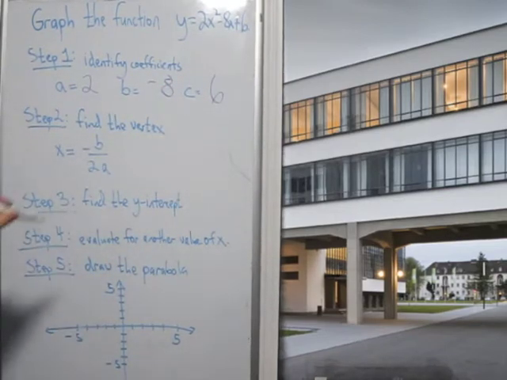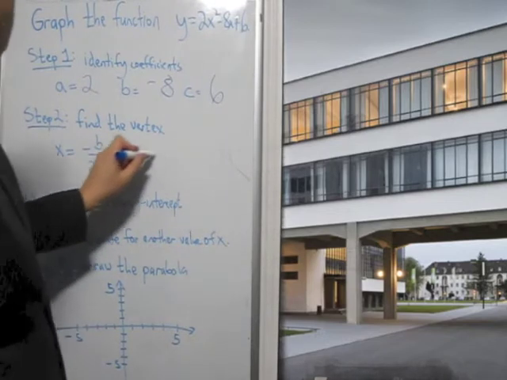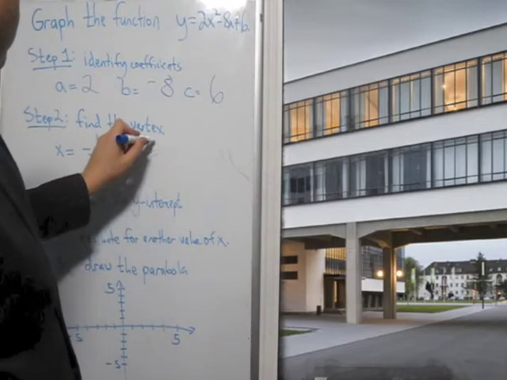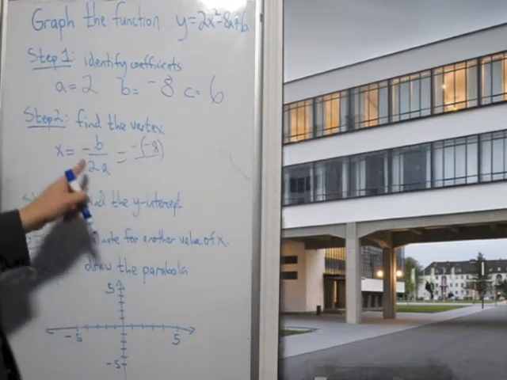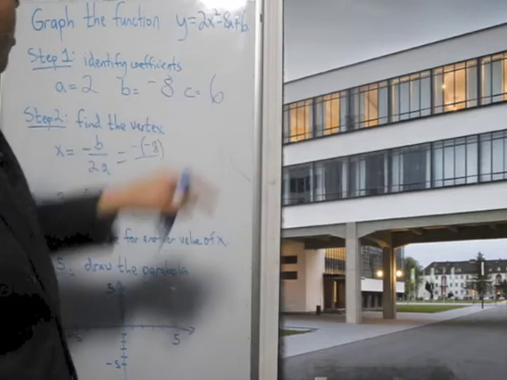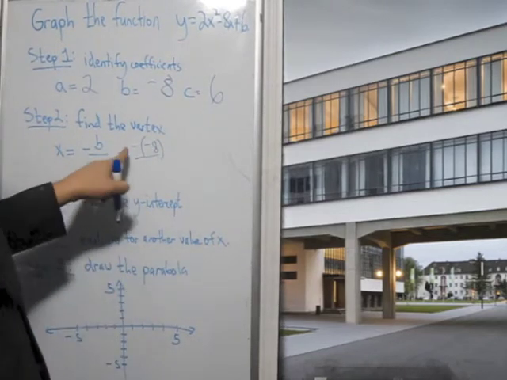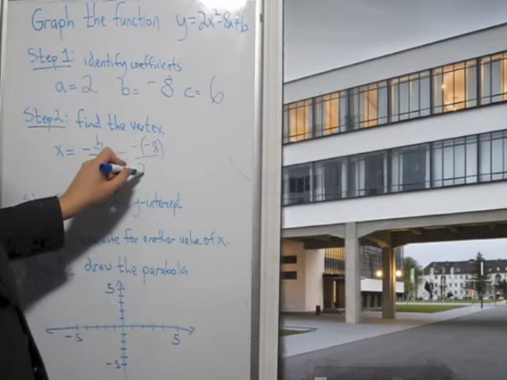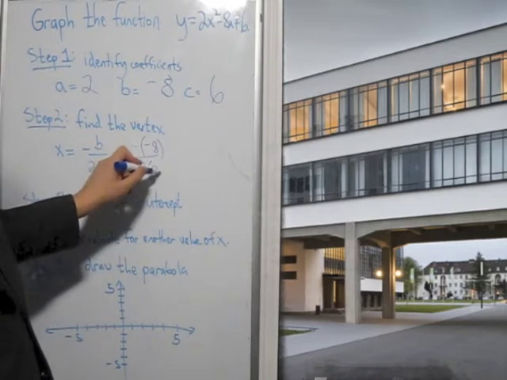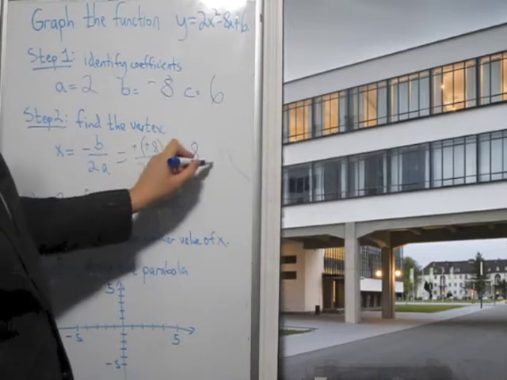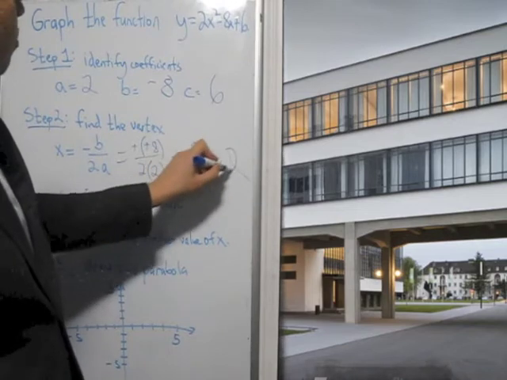Alright, so now we can find the vertex, which is given for any quadratic as -b/2a. So it will be -(-8). Be careful there, because the formula has a negative, but we also see that our coefficient had a negative as well, so I'm recording both of them here. And then 2 times the value of a, which is 2, which gives us +8/4, which is equal to 2.